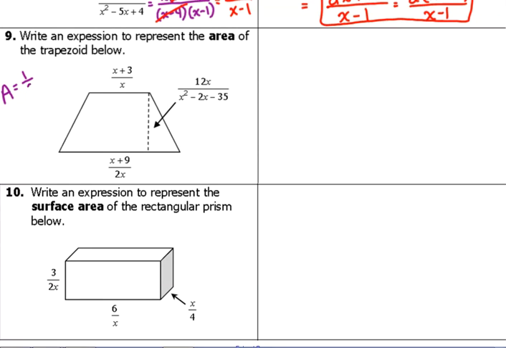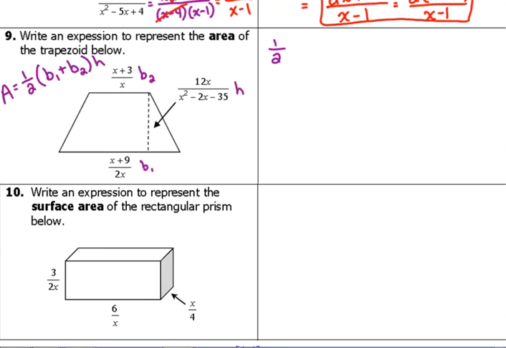Okay, 1/2 times b sub 1 plus b sub 2, so base 1 plus base 2 times the height. So this would be base 1, this would be base 2, and this would be our height. It technically doesn't matter which one's base 1 and base 2, but I usually go with the one on the bottom being base 1. It really doesn't matter. All right, so let's set up our problem here.